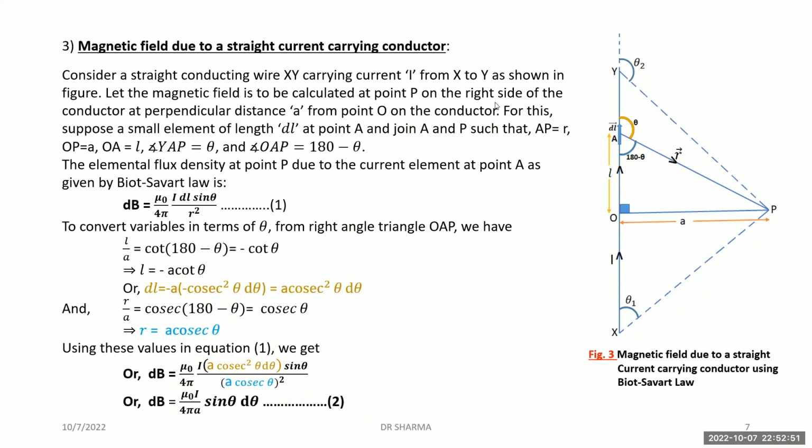Now remember again that you will get the total magnetic field at point P due to this whole wire by integrating equation 2 throughout the length of the wire, in angular limits from theta 1 to theta 2.